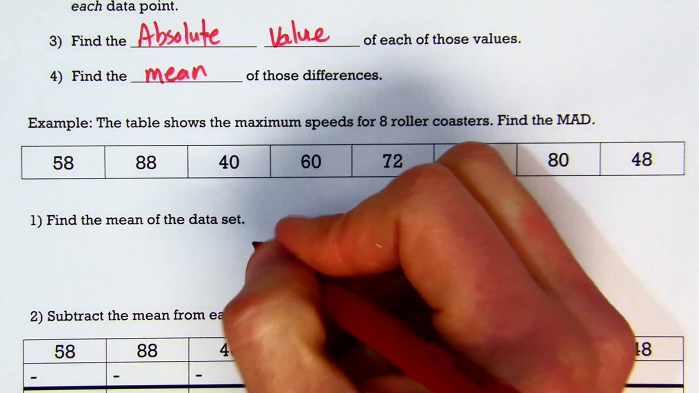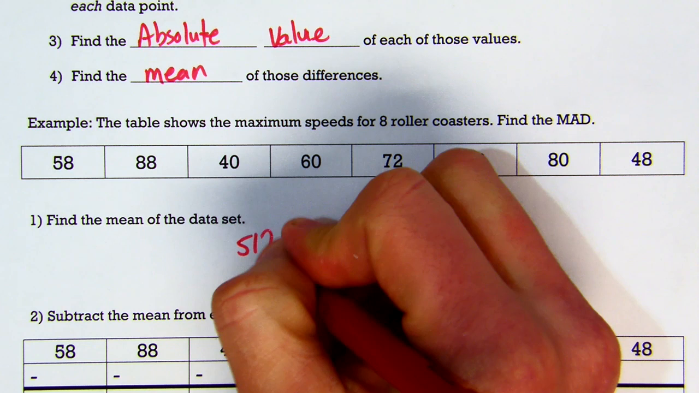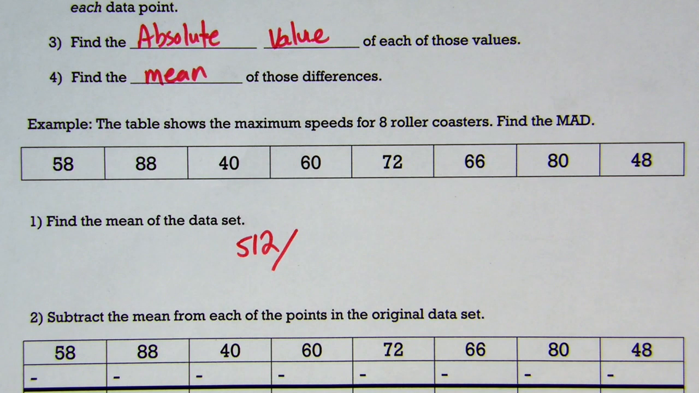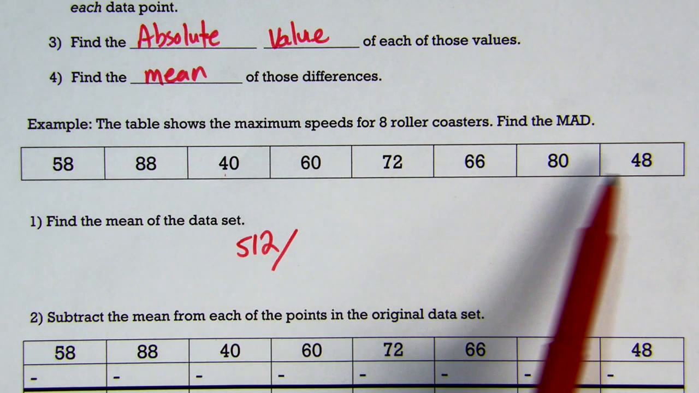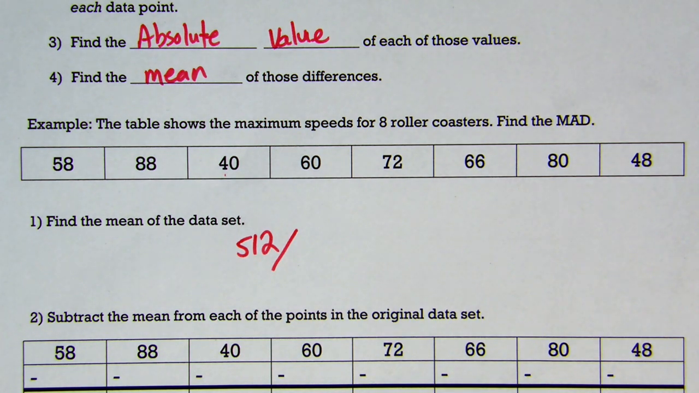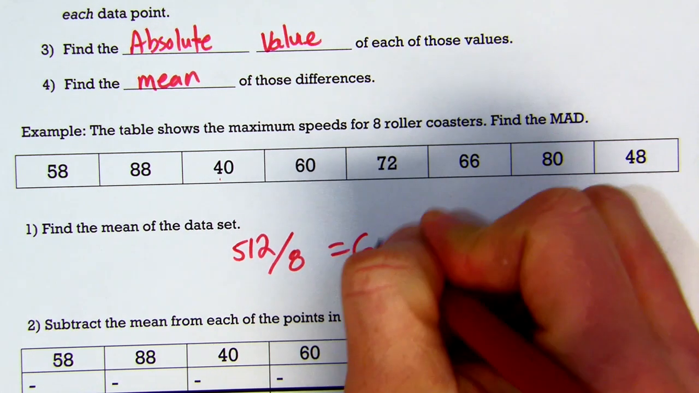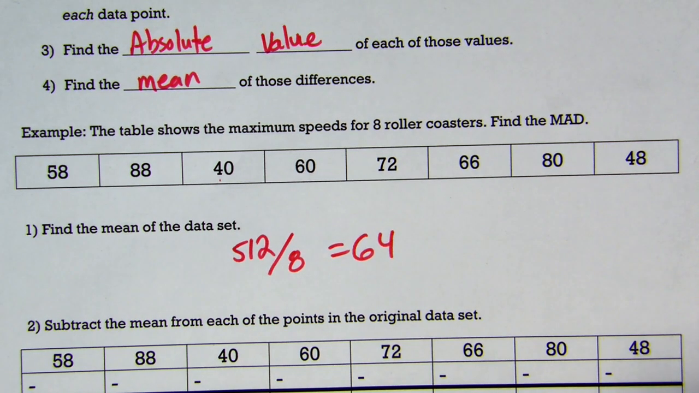So when I added them all up, I got 512. And then I need to go ahead and divide it by how many data points I have. I have 1, 2, 3, 4, 5, 6, 7, 8. So I'm going to divide that by 8. And I get an answer of 64. So that is my average.